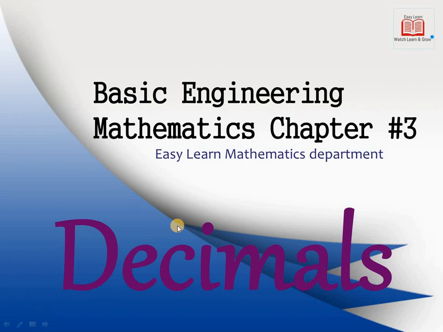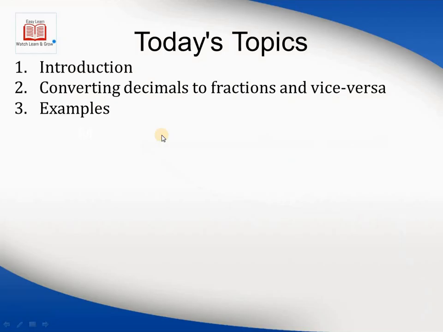This is the basic engineering mathematics course that we started earlier, and this is chapter number 3, that is decimals. We had already discussed chapter number 1 and chapter number 2 in detail, and if you have any problem in the previous chapters, you can easily find these previous episodes of all the chapters on Easy Learn, and the playlists are available for chapter number 1 and chapter number 2 in English as well as in Urdu. Okay, before further proceeding, let's talk about the topics that we are going to discuss today.